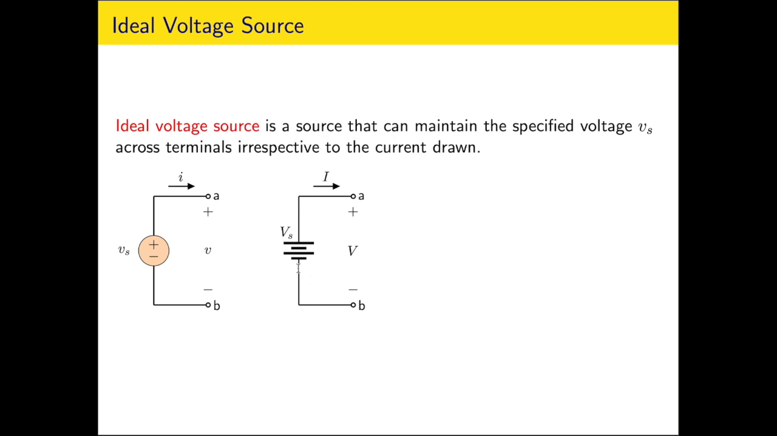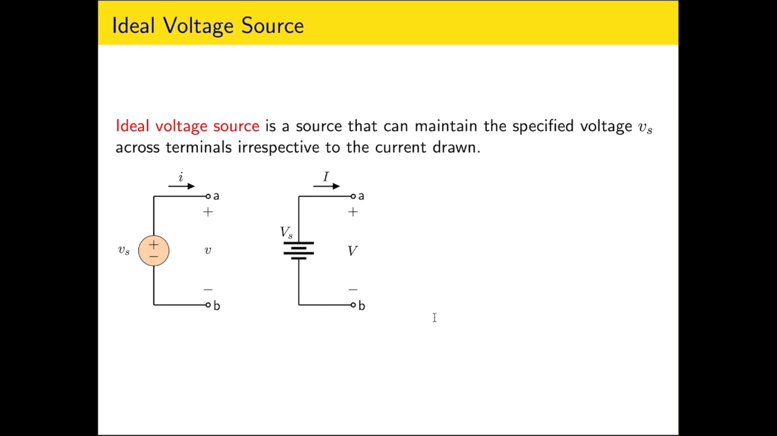One is the battery symbol. This battery representation is for DC circuits, while the other, a circle with the plus minus sign, is for both AC as well as DC. When we say plus, it is at higher potential with respect to the lower negative terminal. Now the ideal voltage source is a source that can maintain the specified voltage across the terminal irrespective of the current supplied by the source or current drawn by the connected load.